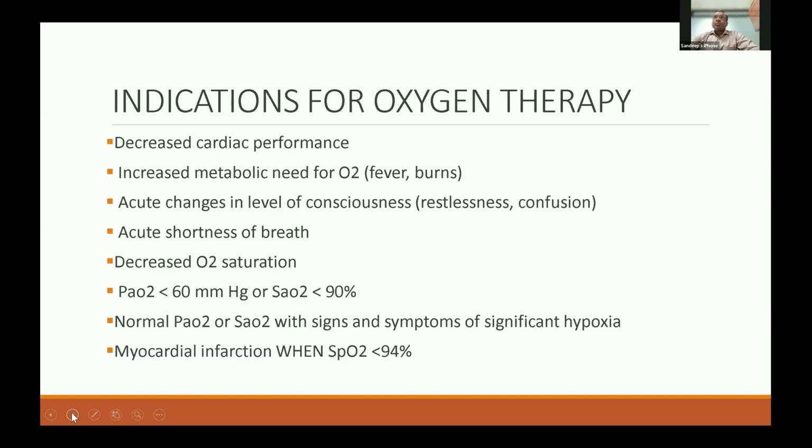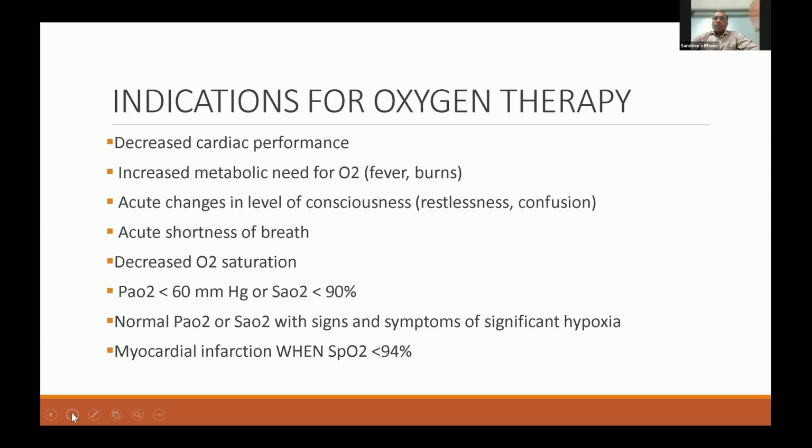Acute shortness of breath, for any reason: if you find a patient who is severely dyspneic, and you do not know why they are dyspneic, you can at least start them on oxygen. One very obvious reason is decreased saturation, so there definitely you will start oxygen therapy. I told you about PaO2. If you see an ABG and the PaO2 is below 60, or hemoglobin saturation is below 90%, then you can definitely start oxygen therapy.